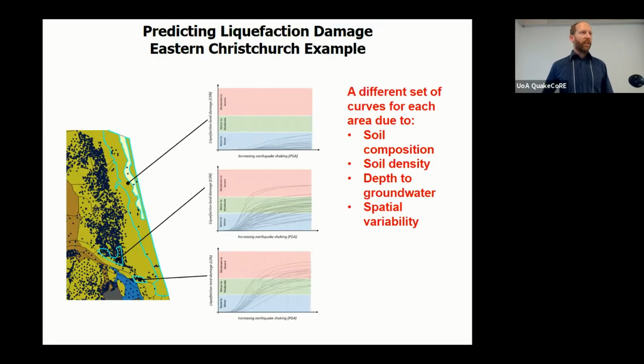So we get a different set of curves for each area due to soil composition, soil density, depth to groundwater, and just the general spatial variability. Some areas have a lot more variability than others. So some areas uniformly behave well, and some areas uniformly behave badly.